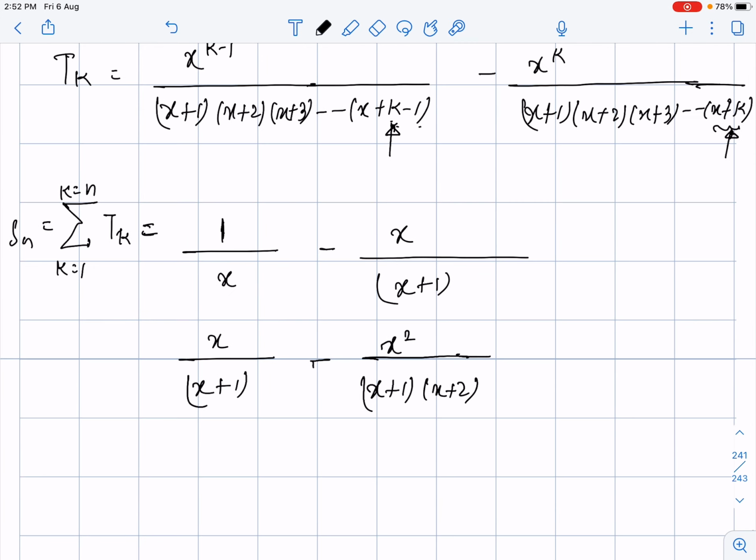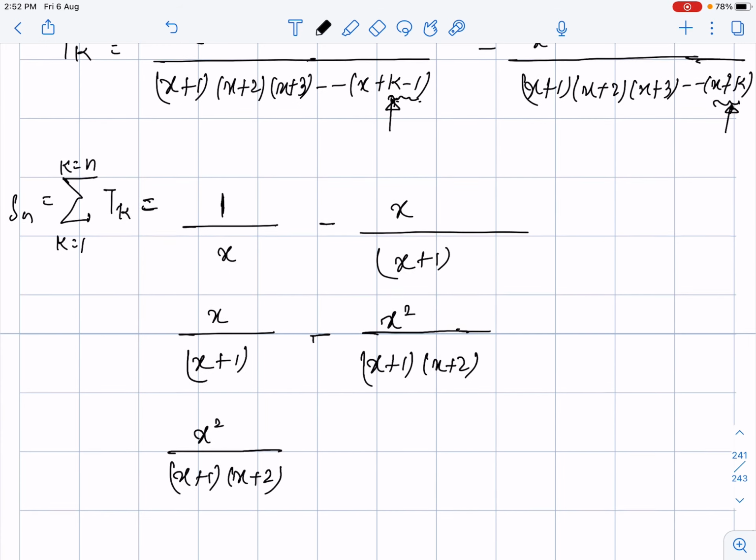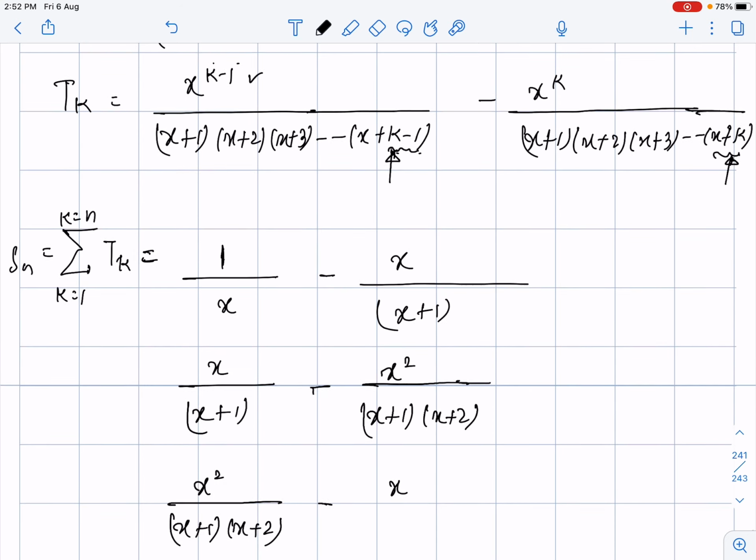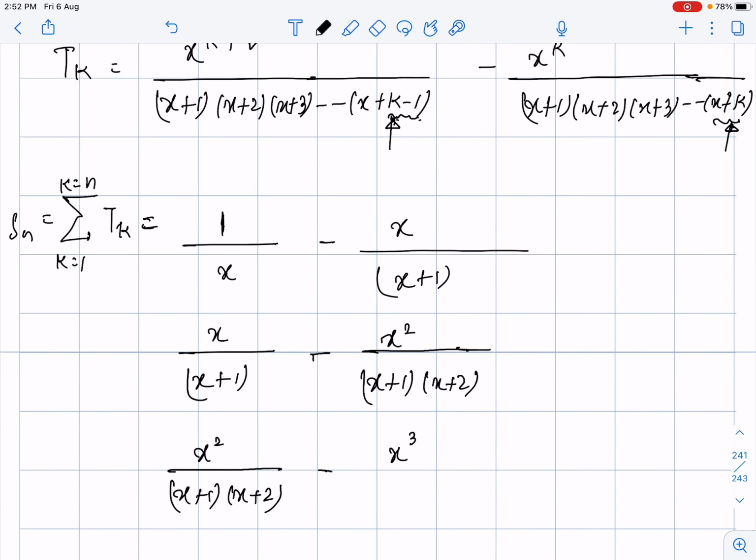Then when 3 is substituted over here, it becomes x square divided by x plus 1 multiplied by x plus 2 only, because when 3 is substituted over here, it will be going up to x plus 2 only. And when 3 is substituted over here, it becomes x cube divided by x plus 1 multiplied by x plus 2 multiplied by x plus 3.